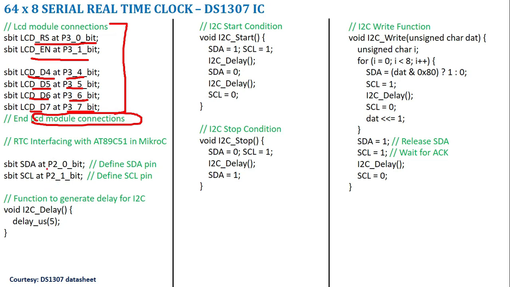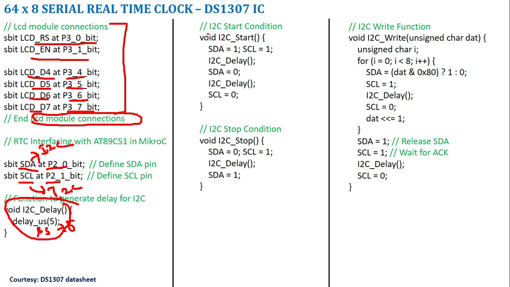Then we take two lines, port 2.0 and 2.1. So 2.0 I am going to use as SDA, serial data in I2C. In the same way, port 2.1 I am going to use as SCL, serial clock, for the I2C module. Then we use a delay function where we generate a microsecond order delay. US indicates it's a microsecond order delay. So we write a 5 microsecond delay function.